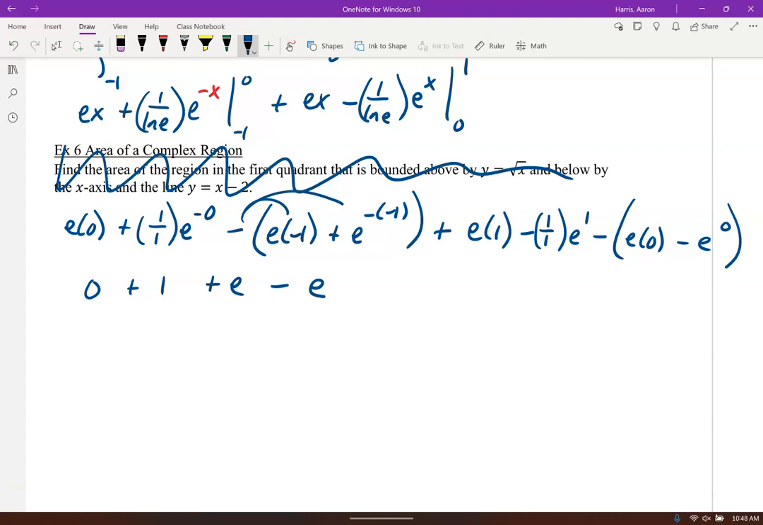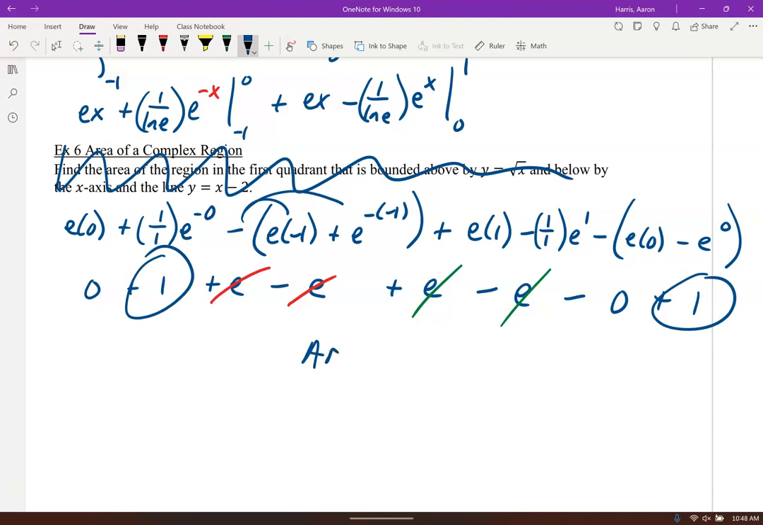I got that negative out front. Minus 0 plus e to the 0 is 1. And so it looks like e minus e, I guess that's gone. I got another e minus e over here, I guess that's gone. And so it just looks like I got a 1 plus 1. So this area actually just ends up being 2 on this.